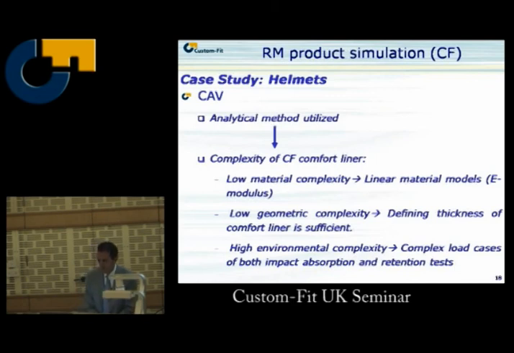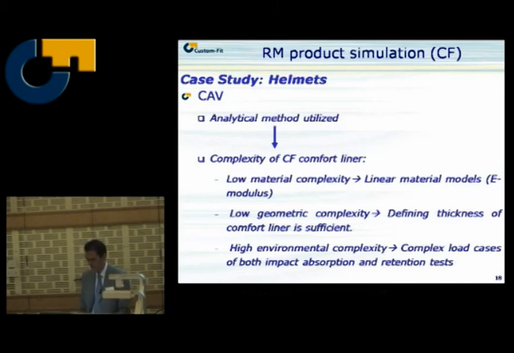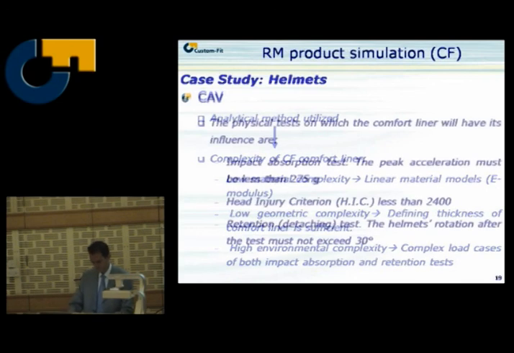For the verification, the analytical method has been utilized as we had low material complexity, as only linear material models were used. The geometric complexity is also low, as only the thickness of the comfort liner is sufficient to define the geometry. And finally, the environmental complexity we may consider high, as complex load cases of both impact absorption and tensor tests are needed.